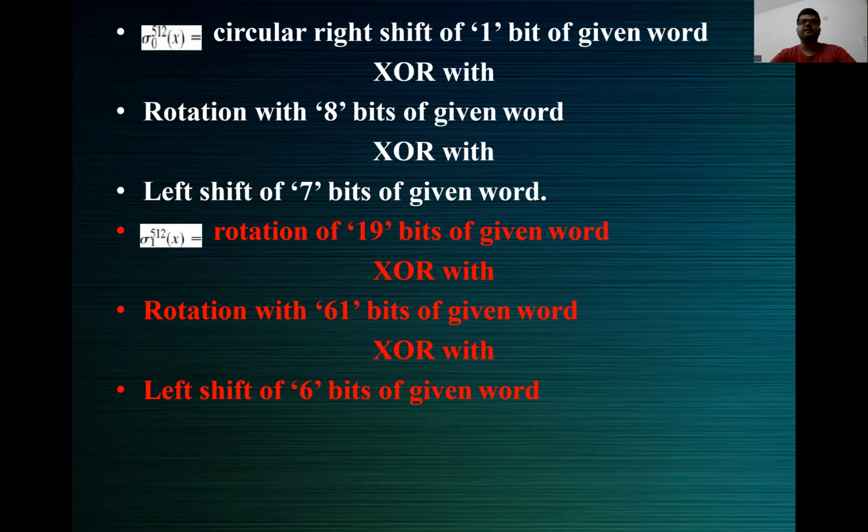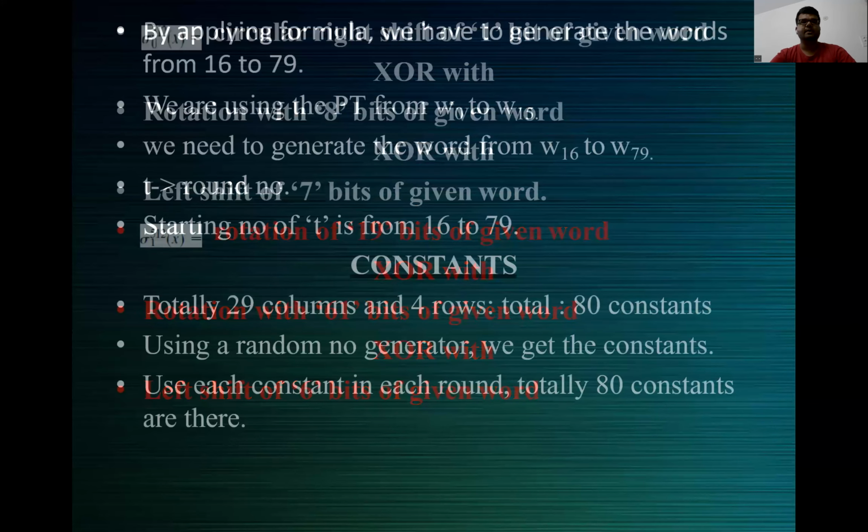Sigma raised to power 512 of 0, bracket open x bracket close, equals rotation of 19 bits of the given word XOR rotation of 61 bits of the given word, XOR the left shift of 6 bits of the given word. So moving on to the next slide.